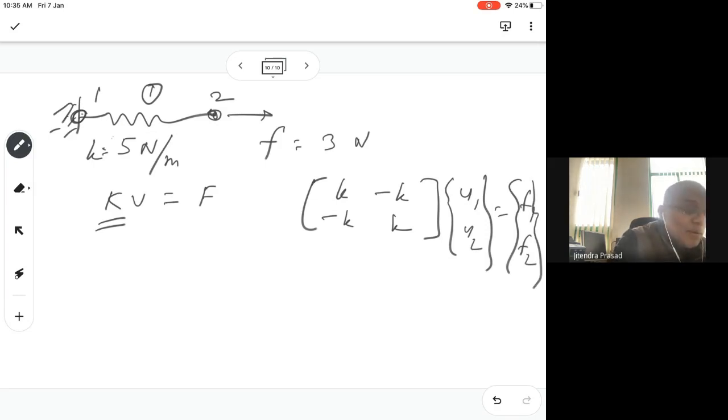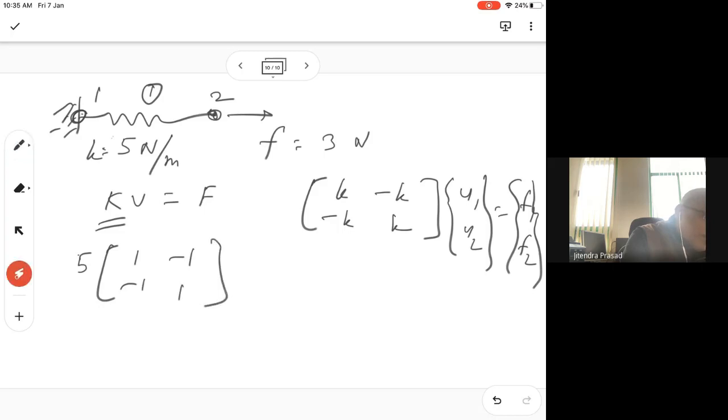Now what is the value of k here? 5. So the matrix we have is 5 times [1, -1; -1, 1]. I have taken 5 common because k is equal to 5, multiplied by U1, U2, because this is the displacement vector.